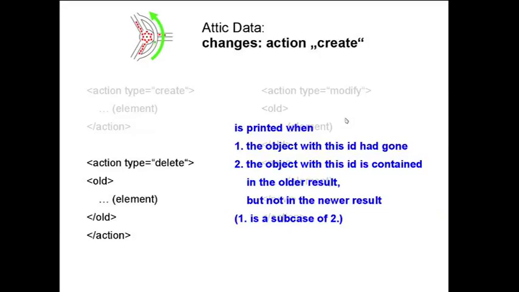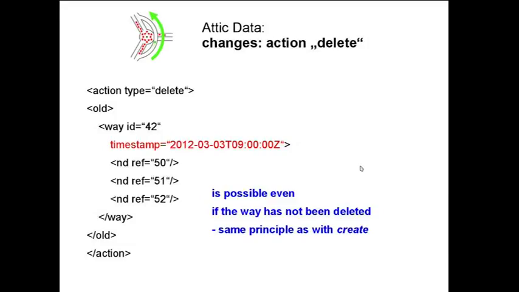The more difficult thing is that the same thing may happen to delete. This action type delete may appear if the object with the ID really has gone, or if the object with this ID is contained in the older result but not in the newer result. Note again, it's exactly similar like before. One is a subcase of two. Just it is even harder to remember that it's possible that the way appears as action type delete, even if the way has not been deleted, but just moved out of the bounding box you are considering, or moved out of the other criteria you are considering. Same thing if you imagine there was a tag highway equals something on the way, and somebody deleted the tag highway equals something, and your query was give me all ways with highway equals something. Then this would also appear as deleting.